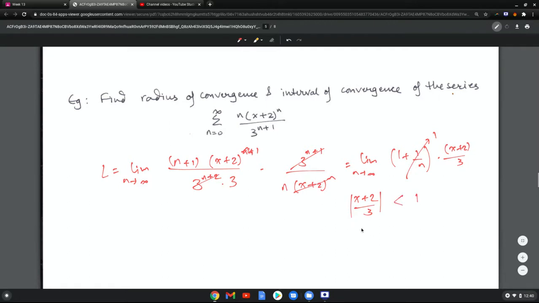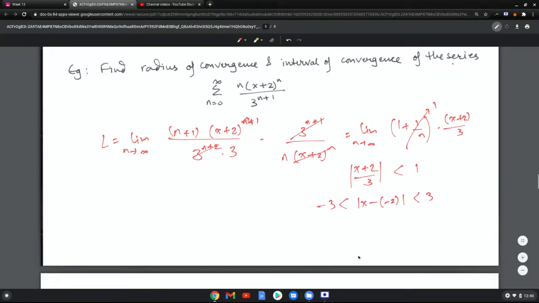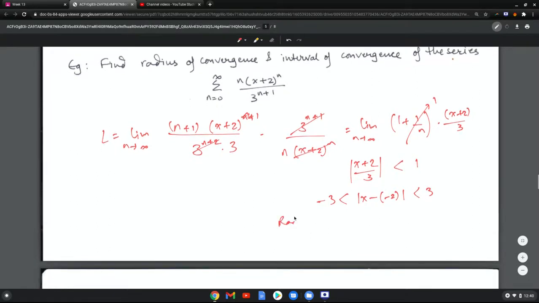This has to be less than 1. So I get x minus negative 2 is less than 3, greater than minus 3. So there are a couple ways of solving this. The radius is directly 3. For the interval, you can use the fact that a is negative 2. So it's a minus r and a plus r. A minus r is negative 5 and a plus r is 1.